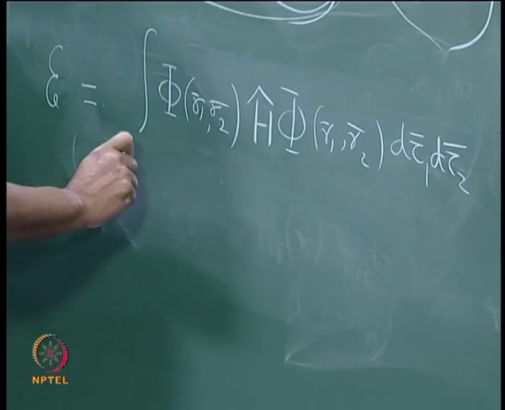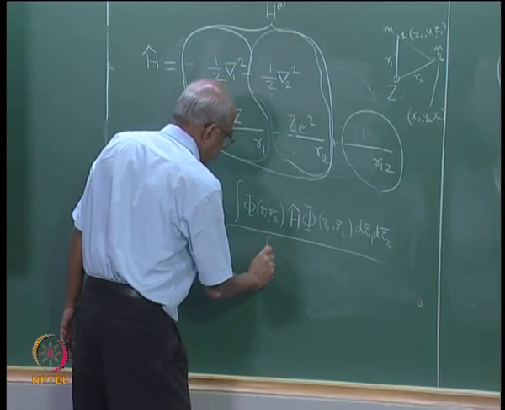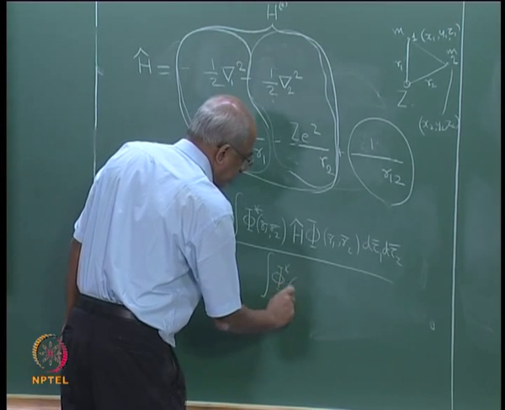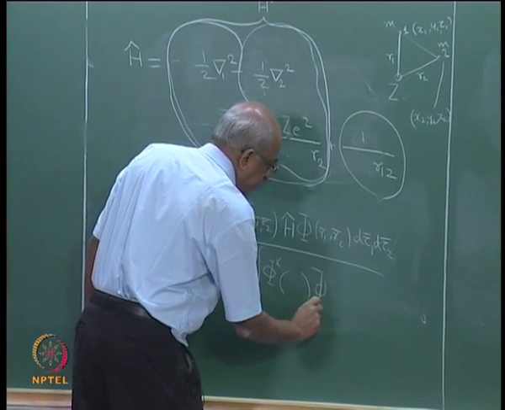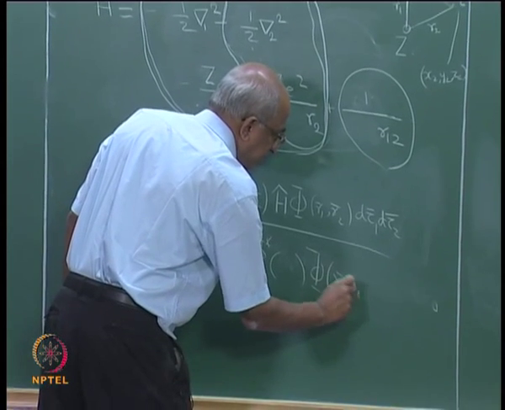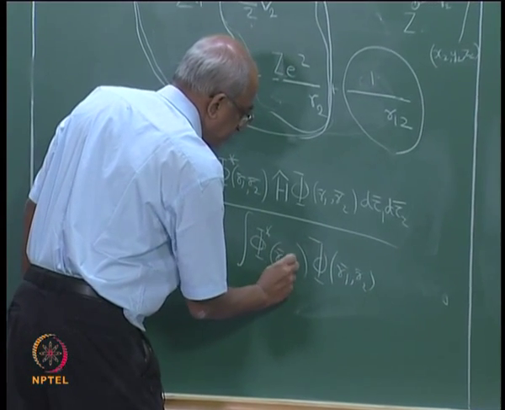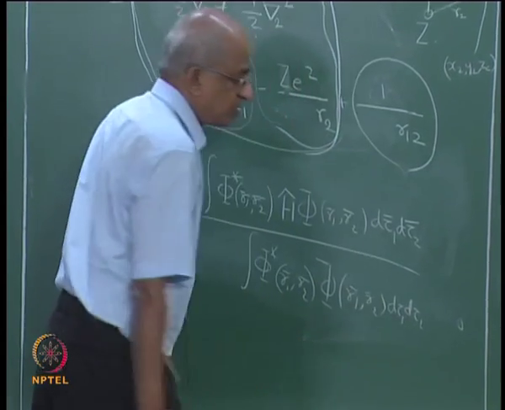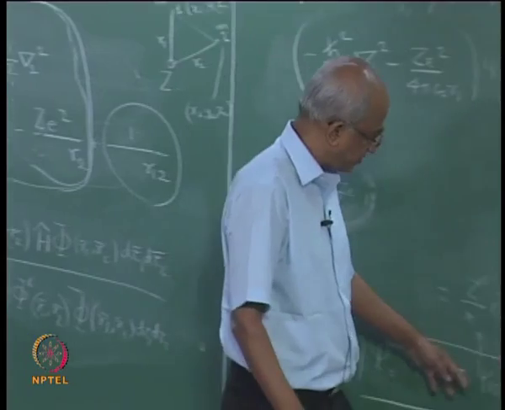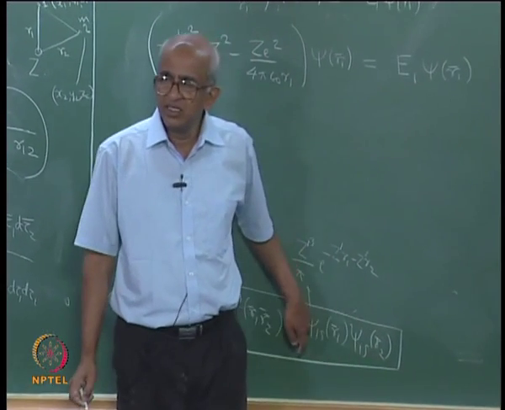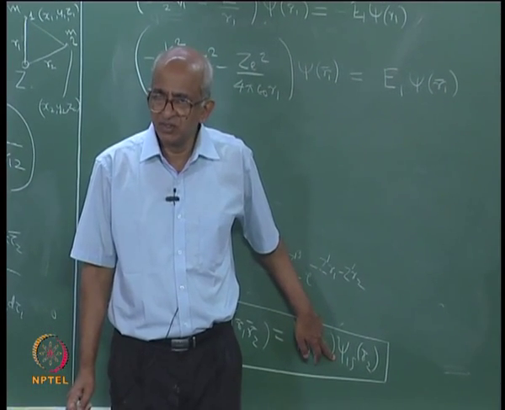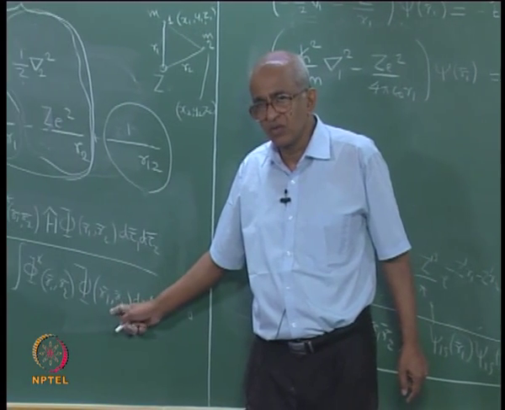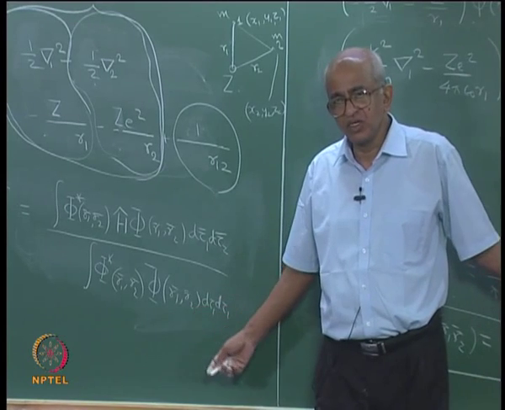And again, strictly speaking, there should be a star here. I should have phi star of R1 R2 multiplied by phi of R1 R2 and integrated over d tau 1 d tau 2. But then you look at the wave function, it is a product of two separate functions. Each one of them is normalized. So, therefore, this integral is going to be equal to unity.